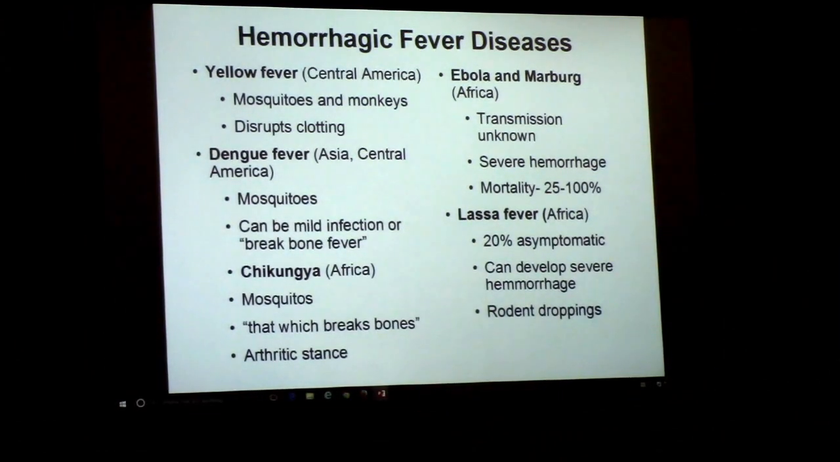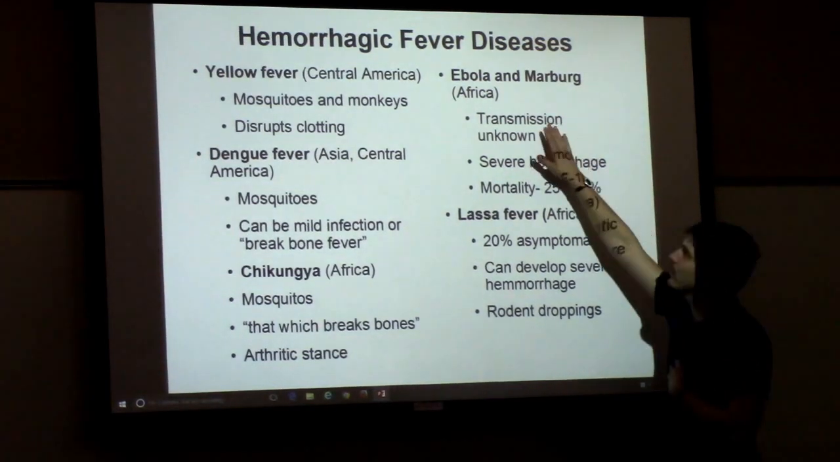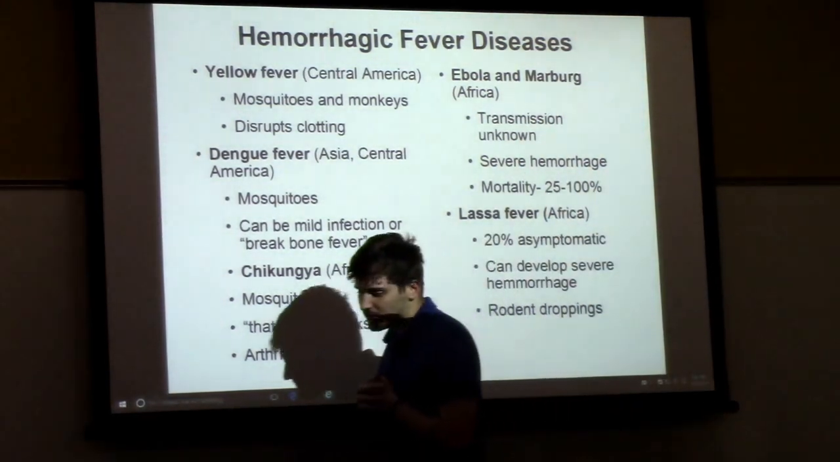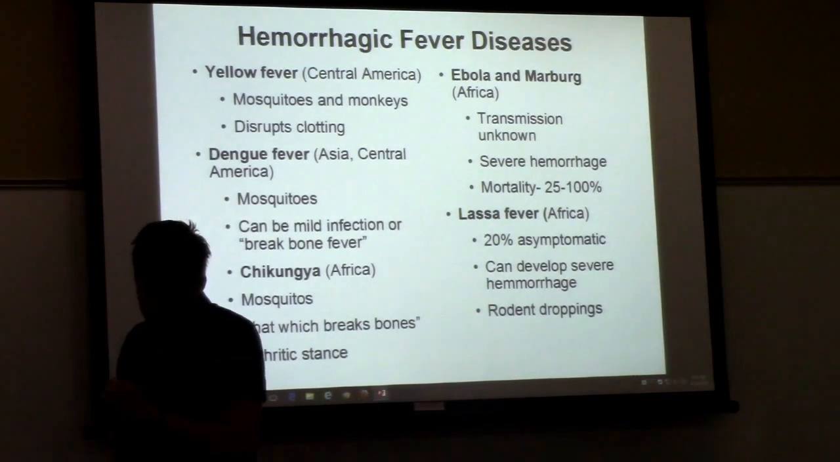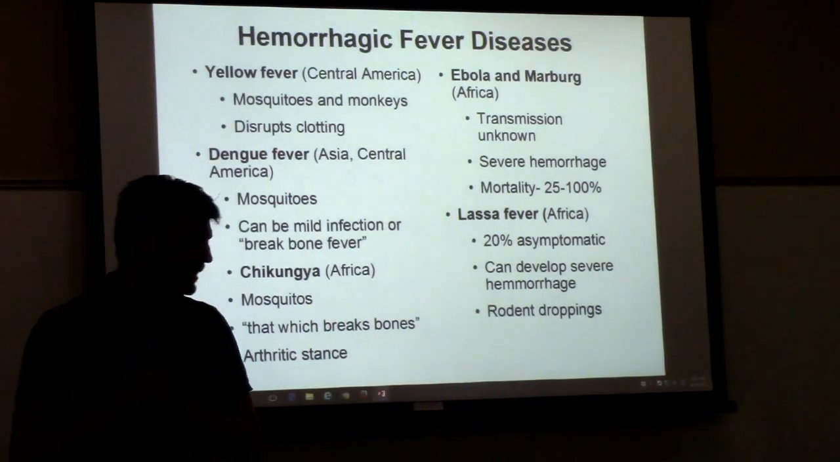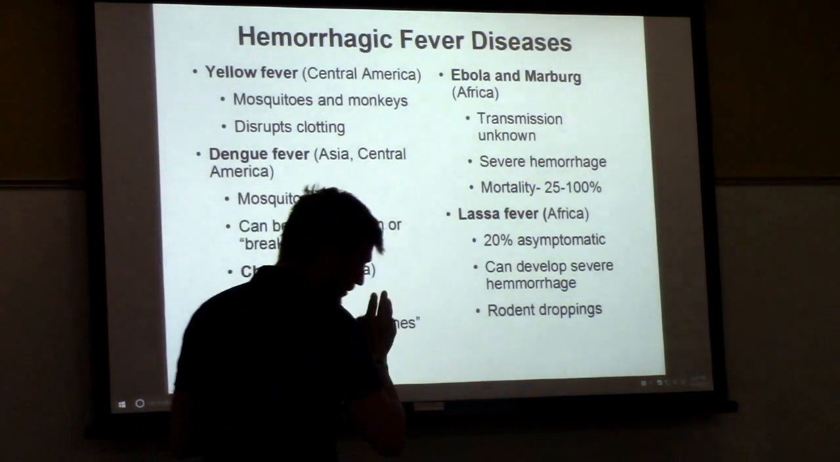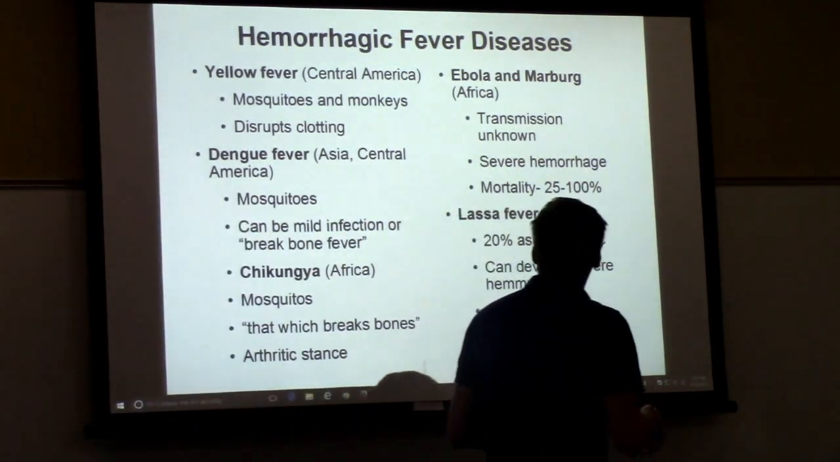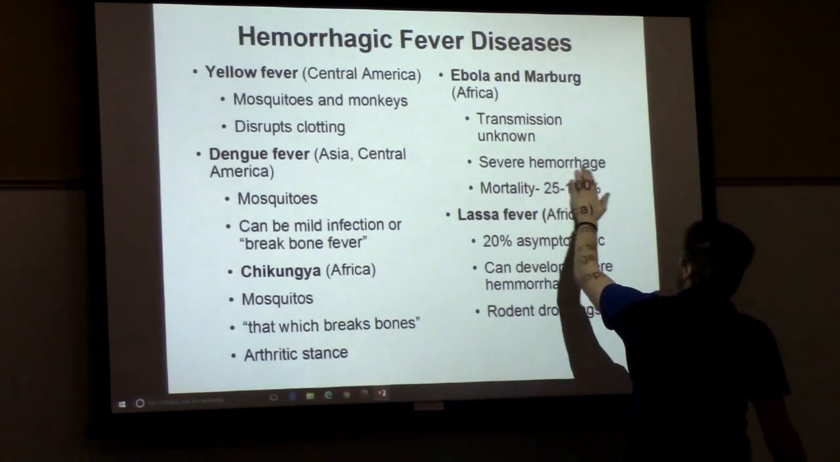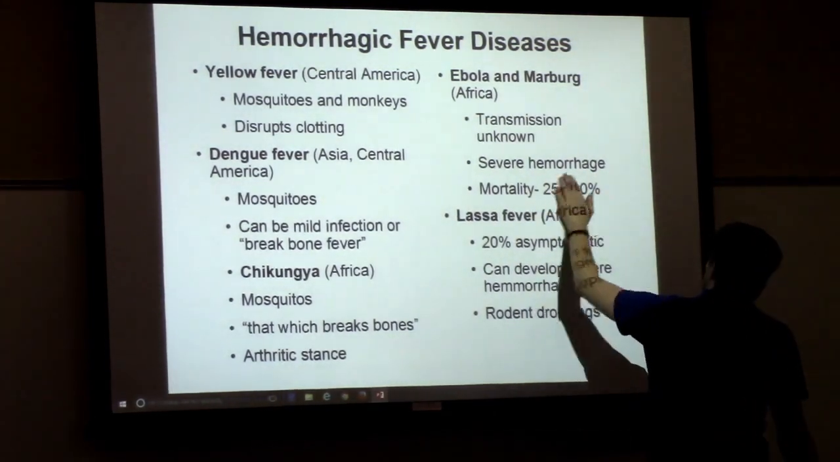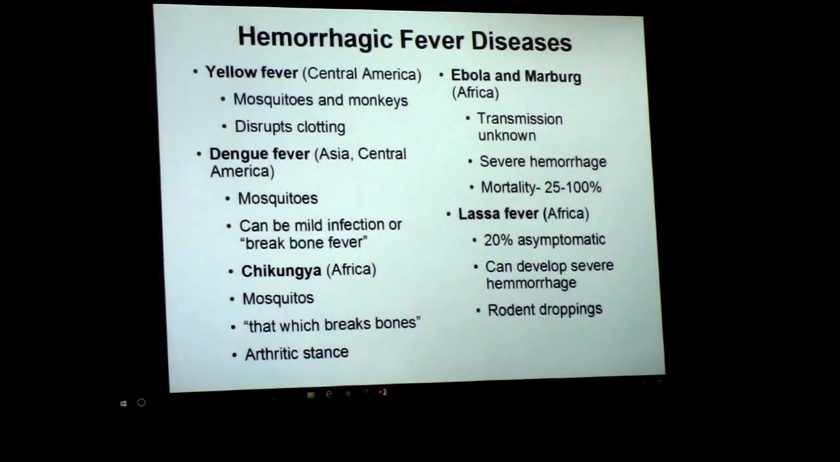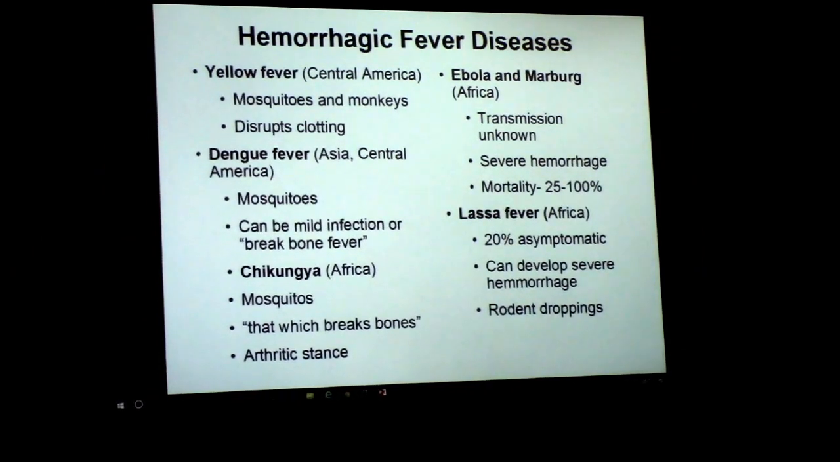away. Ebola, which I'm sure you guys have heard a lot about, it's a virus that is primarily found in Africa. It is transmitted through contaminated fluids, primarily blood, semen, urine, vomit. And it results in severe hemorrhage in up to 100% of people that become infected. Okay? So it's a relatively serious infection.